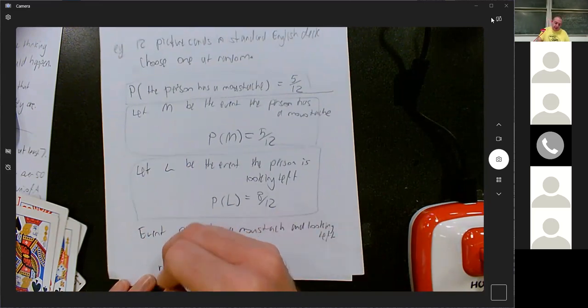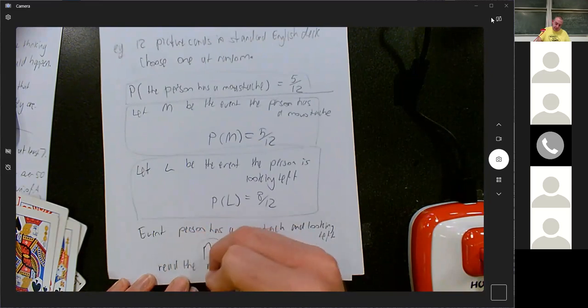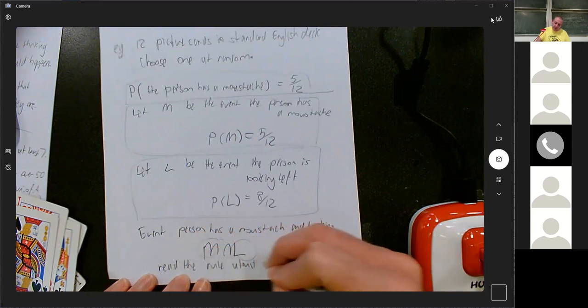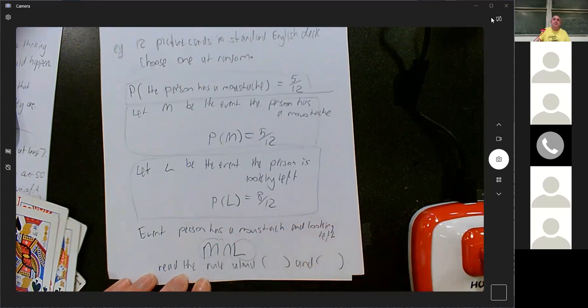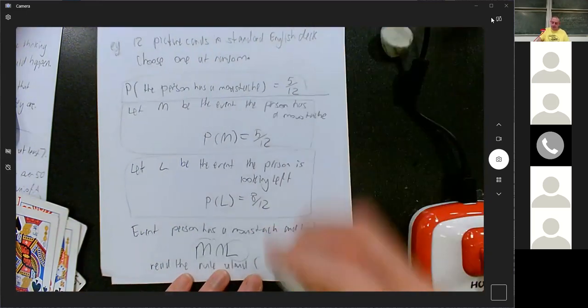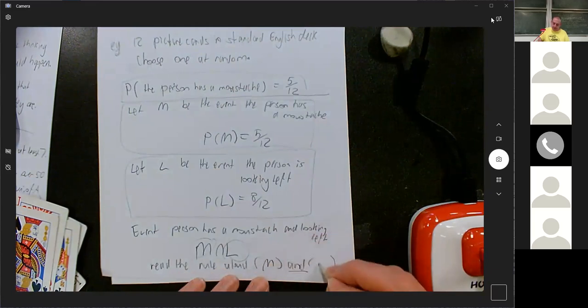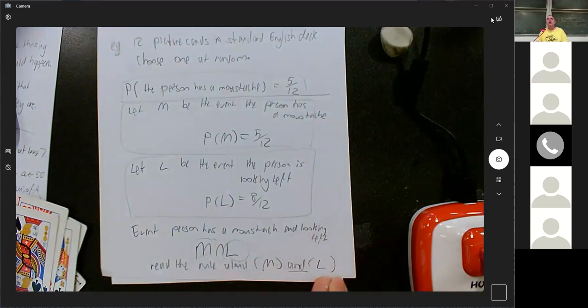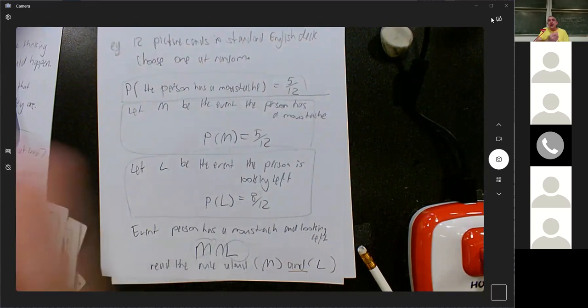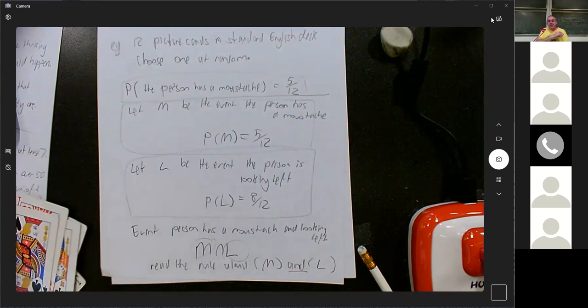So when you read the rule aloud, it'll be whatever M stands for, and the word and, whatever L stands for. But when we say and, we mean that both of the rules for being in that thing are true at the same time. It's not gluing the two things together, it's finding the ones where you're in both of them at the same time. So the rule has an and when you say it aloud.